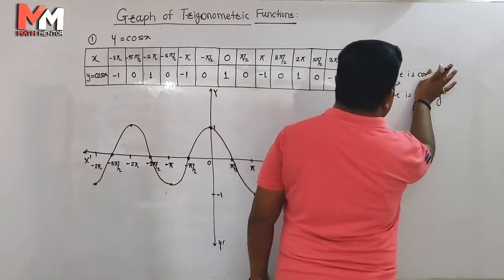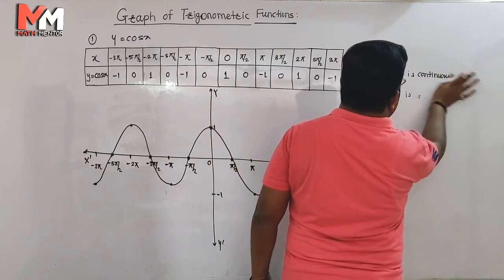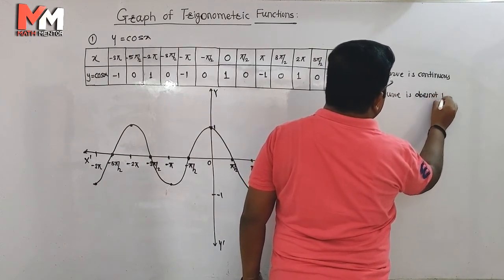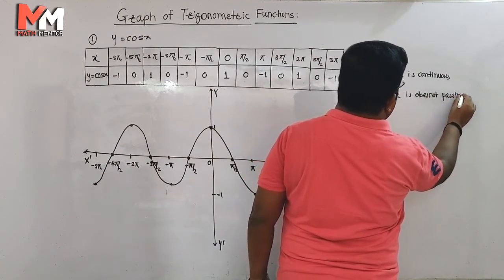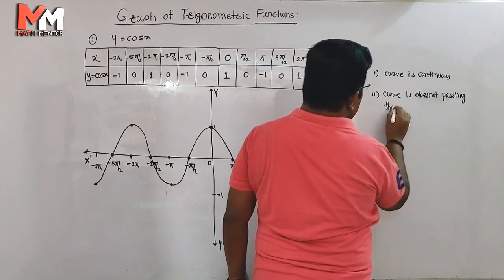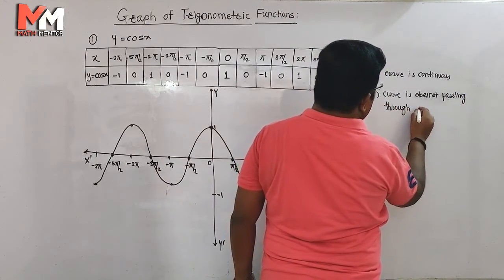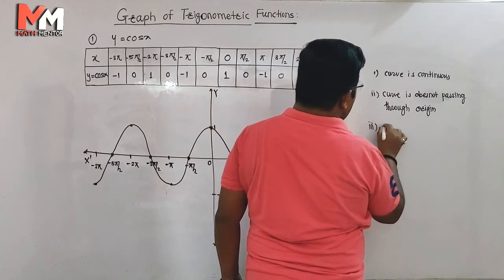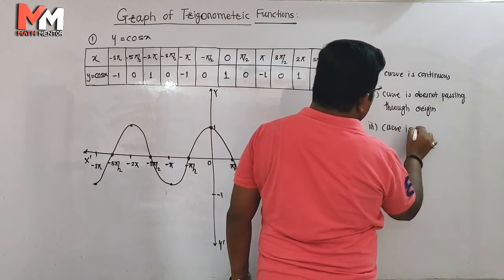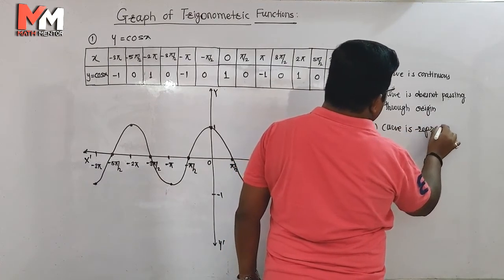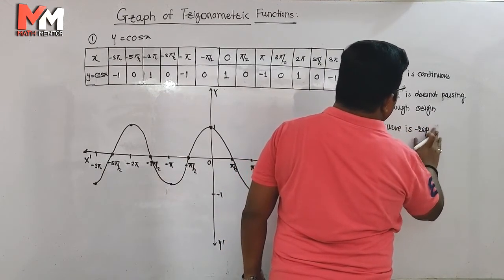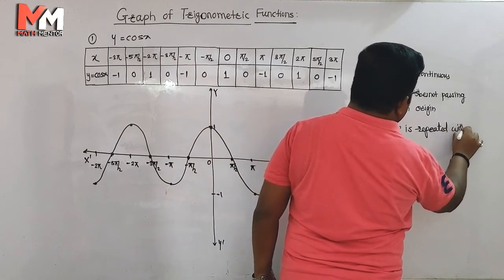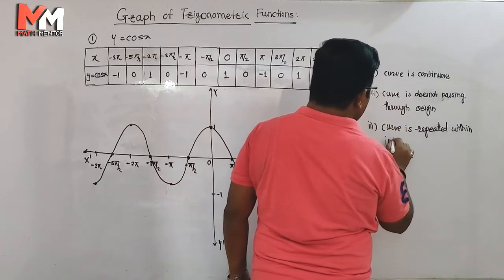Second point, this cos x curve does not pass through the origin. Origin से ये पास नहीं होता. And सबसे important, the third, curve is repeated with an interval 2 pi.